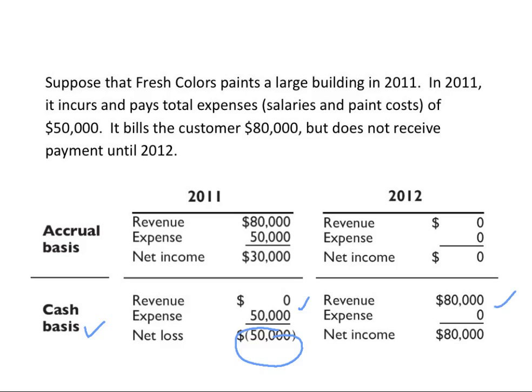That's the cash basis. We're only recognizing revenue and expenses when we receive or pay the money. The accrual basis says, look, you did the service in 2011, so you recognize it. And you incurred those expenses in 2011, so you recognize that. You have a net income of $30,000. And nothing happened in 2012. So you see how much better the accrual system is.